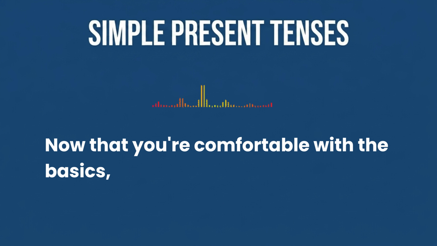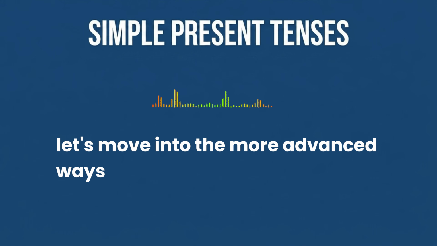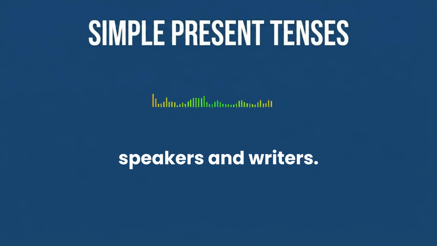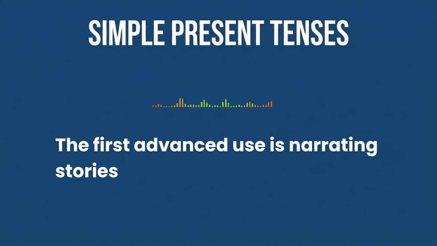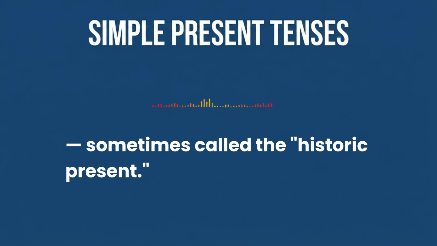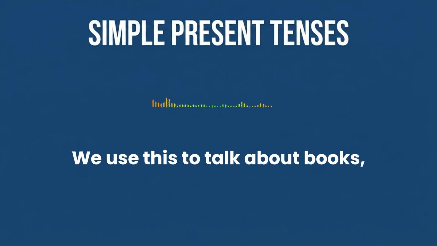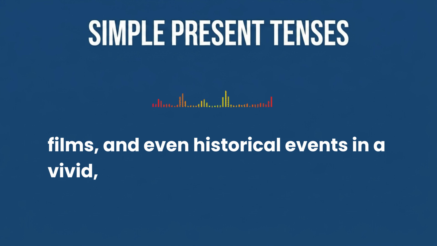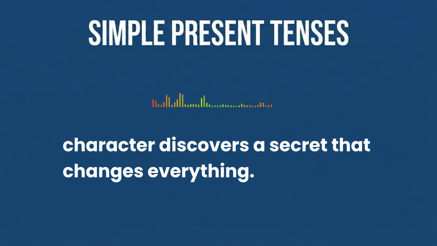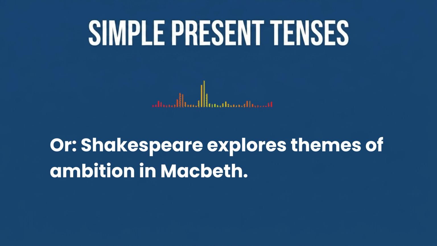Now that you're comfortable with the basics, let's move into the more advanced ways this tense is actually used by fluent speakers and writers. The first advanced use is narrating stories or summarizing plots, sometimes called the historic present. We use this to talk about books, films, and even historical events in a vivid, immediate way. For example, in the novel, the main character discovers a secret that changes everything. Or Shakespeare explores themes of ambition in Macbeth.